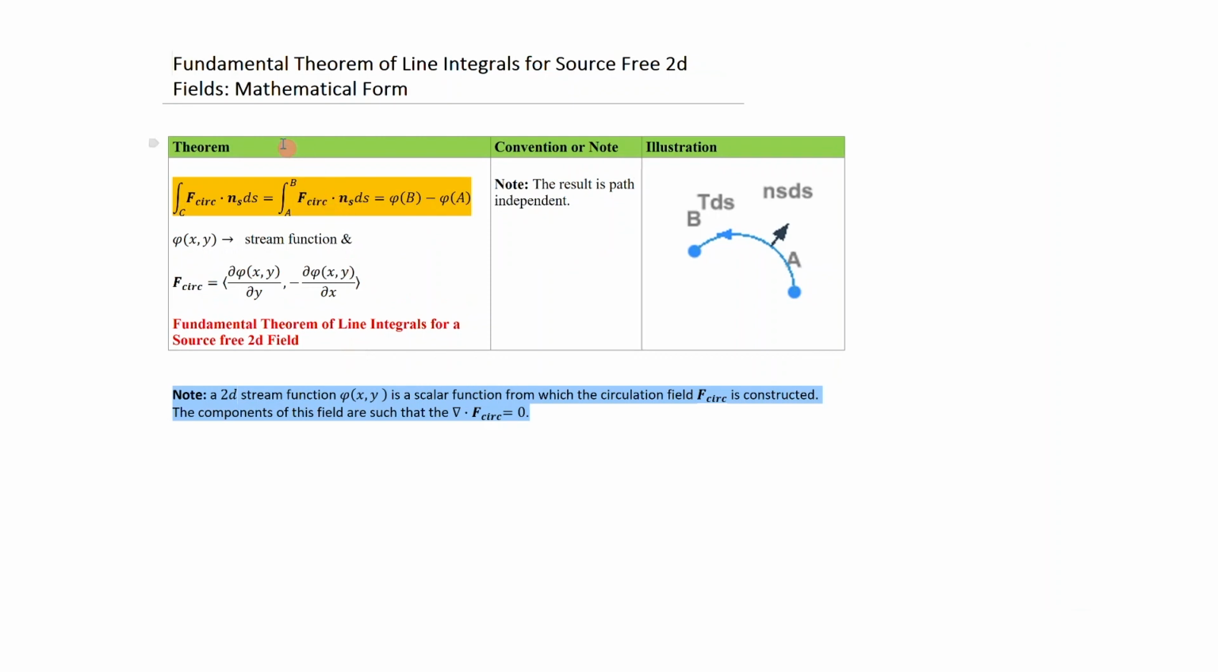We can also look at it for a source-free field in 2D, but in this case we define what we call a stream function. The field, which is purely of a rotational form, takes on this form in terms of the stream function. If we take these partial derivatives, we are creating a field which has pure circulation characteristics, meaning it's source-free. If we take the dot product between this vector and the normal to the contour going from point A to point B, this is equivalent to the stream function of B minus the stream function of A.